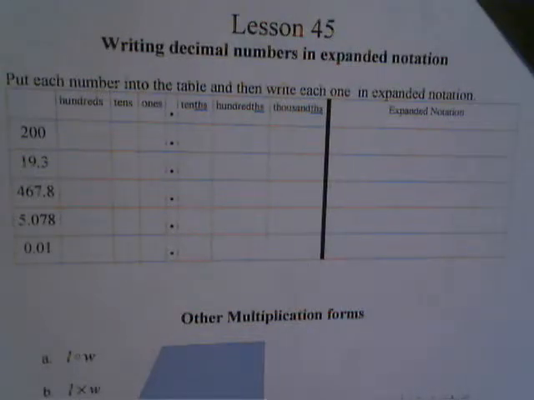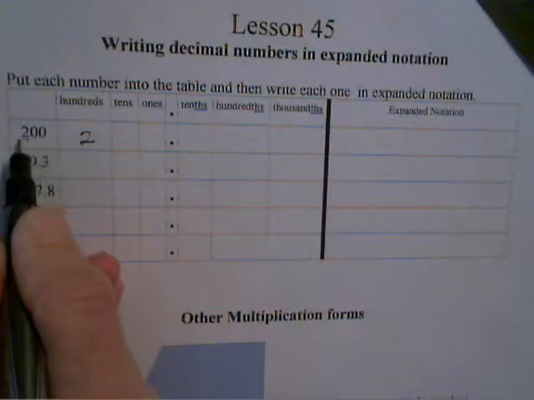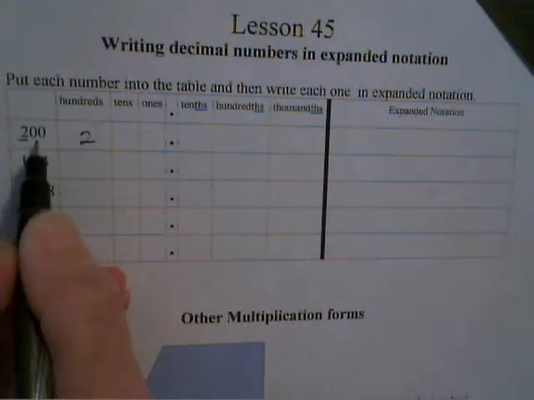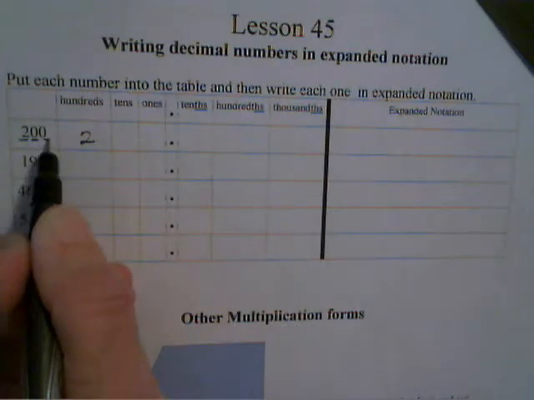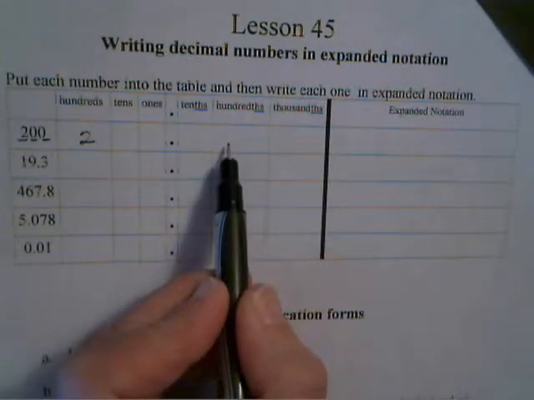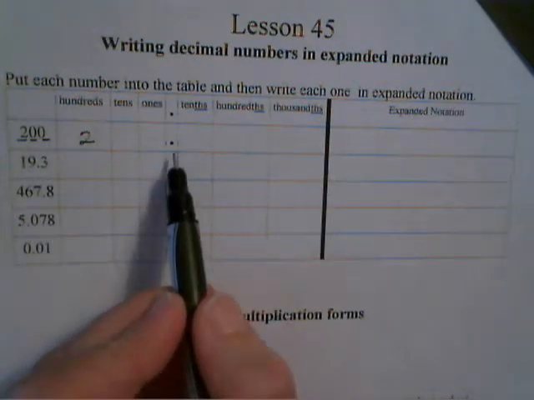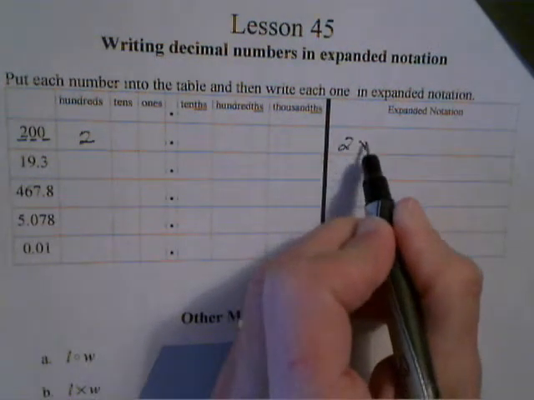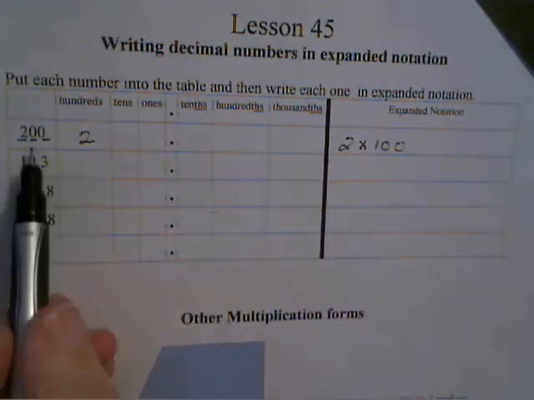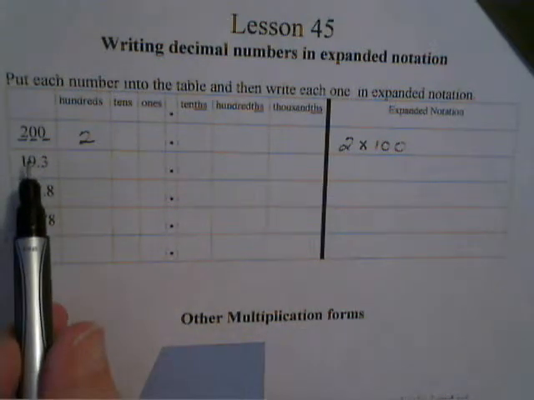That first one says 200. When we're going to split up this 200 into hundreds, tens, and ones, we see that there are 2 in that hundreds place, nothing in the tens place, and nothing in the ones place. So I'm not going to put anything there. And then there's nothing in the tenths place, the hundredths place, or the thousandths place. So when I want to write this in expanded notation, I just have 2 times 100, because that's all that was there in my table. And we know that 2 times 100 is 200, so that's pretty straightforward.